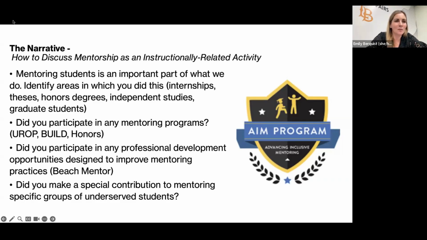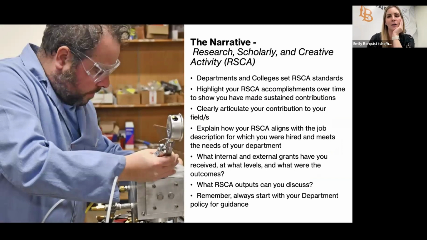Okay. I'm almost at the end here, and then we'll open up for questions. So how are you going to talk about your research, scholarly, and creative activity, or your RISCA? First and most important to know is that departments and colleges set RISCA standards. We are trying to move away from quantifying that you need X number of peer-reviewed publications, but we still have some policies that indicate that. So your first stop is going to be your department chair, your department RTP policy, your department committee, just to make sure that your work is aligned with those expectations.